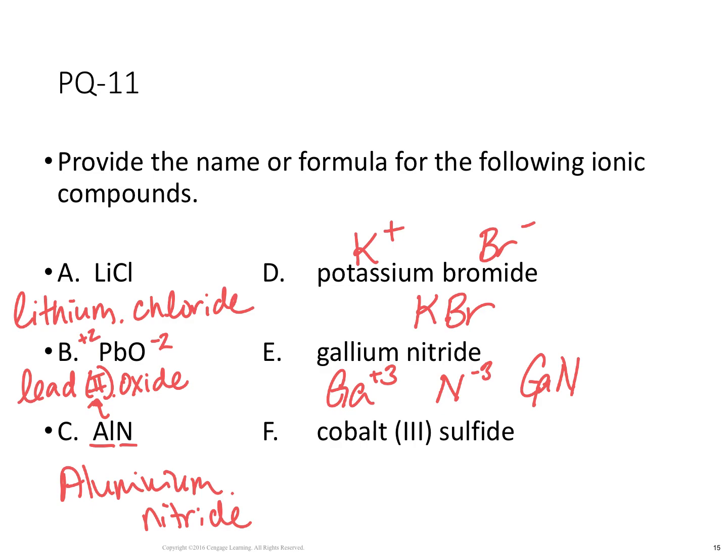Next we have cobalt-3 sulfide. So cobalt is Co. Remember the Roman numeral is the charge, so we have a 3+. And your transition metals are always going to be positive, so you don't have to worry about deciding if it's positive or negative because it will always be positive. So cobalt-3 is +3 charge. Sulfide is in group 6, so it's a -2. So here to get equal pluses and minuses, we're going to need 2 cobalts and 3 sulfides.